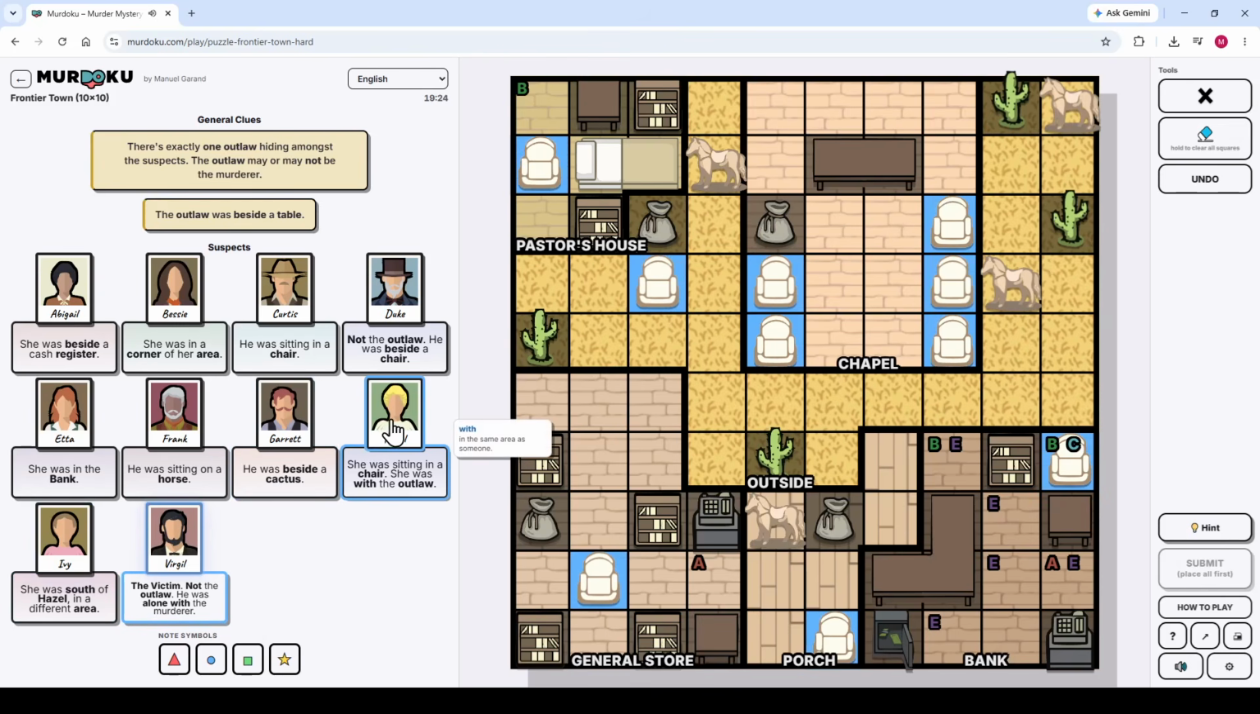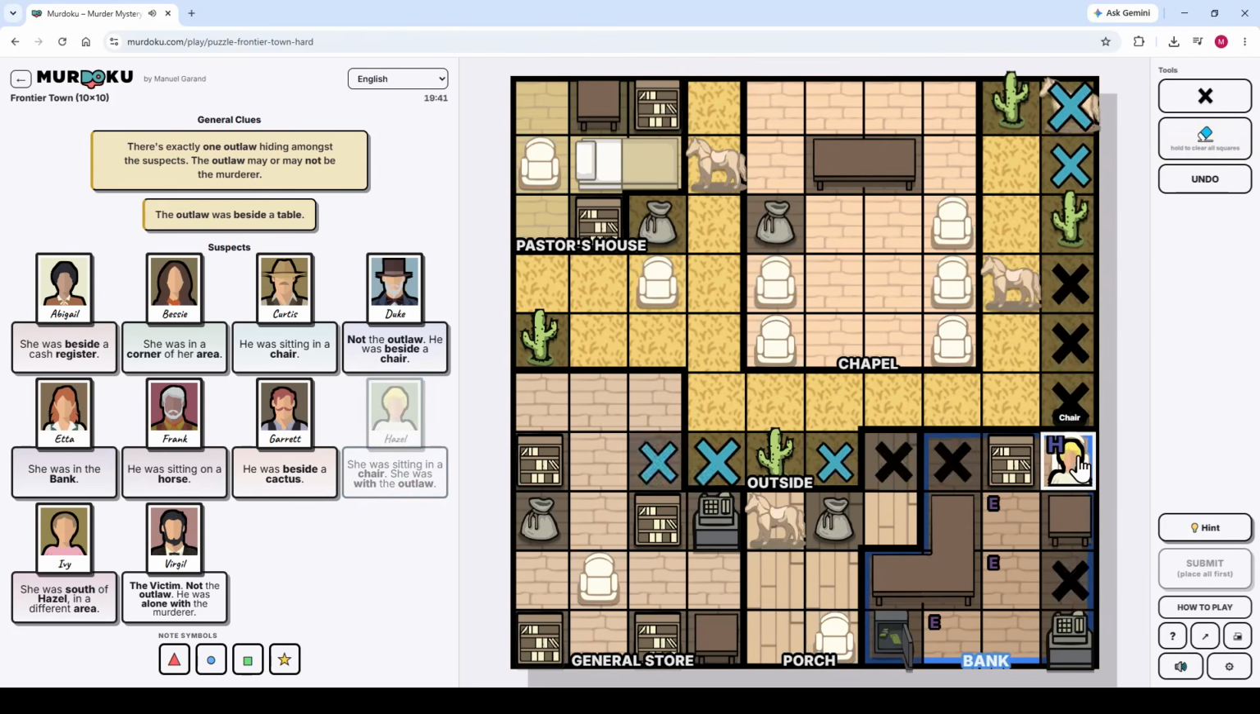So now let's look more closely at H. Well, let's say that H was here. She would block B completely as the outlaw, so H cannot be here. Also, H cannot be in the general store because if she was here, she would block A as the outlaw. So H can only possibly be in this square, in this chair.